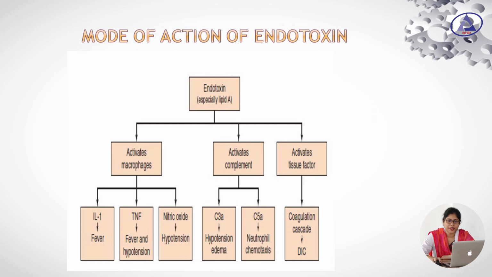It is the mode of action of endotoxin. Endotoxin, especially lipid A, activates macrophage, activates complement and activates tissue factor. Activated macrophage releases interleukin 1 which causes fever. It releases TNF alpha, which causes fever and hypotension, and it releases nitric oxide, which causes hypotension. Activated complement produces complement C3a and C5a, causing hypotension and edema, and C5a causes neutrophil chemotaxis. Activated tissue factor activates the coagulation cascade and produces disseminated intravascular coagulopathy. Ultimately, the patient develops shock.